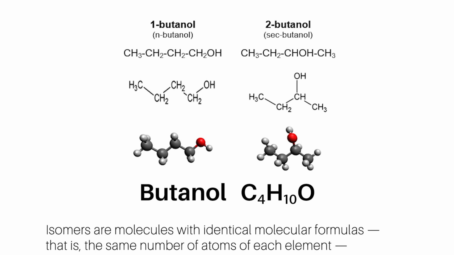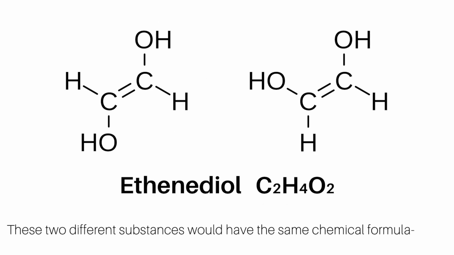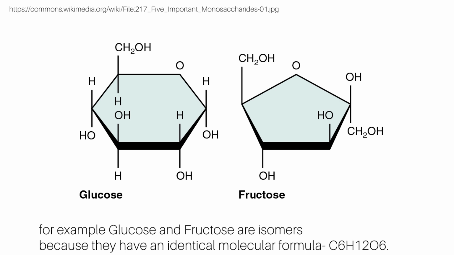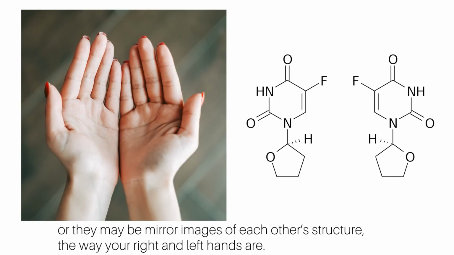Isomers are molecules with identical molecular formulas, that is, the same number of atoms of each element, but distinct arrangements of atoms in space. These two different substances would have the same chemical formula. For example, glucose and fructose are isomers because they have an identical molecular formula, C6H12O6. Isomers may have different arrangements of atoms such that each isomer is distinct in its arrangement of atoms, or they may be mirror images of each other's structure, the way that your right and left hands are.